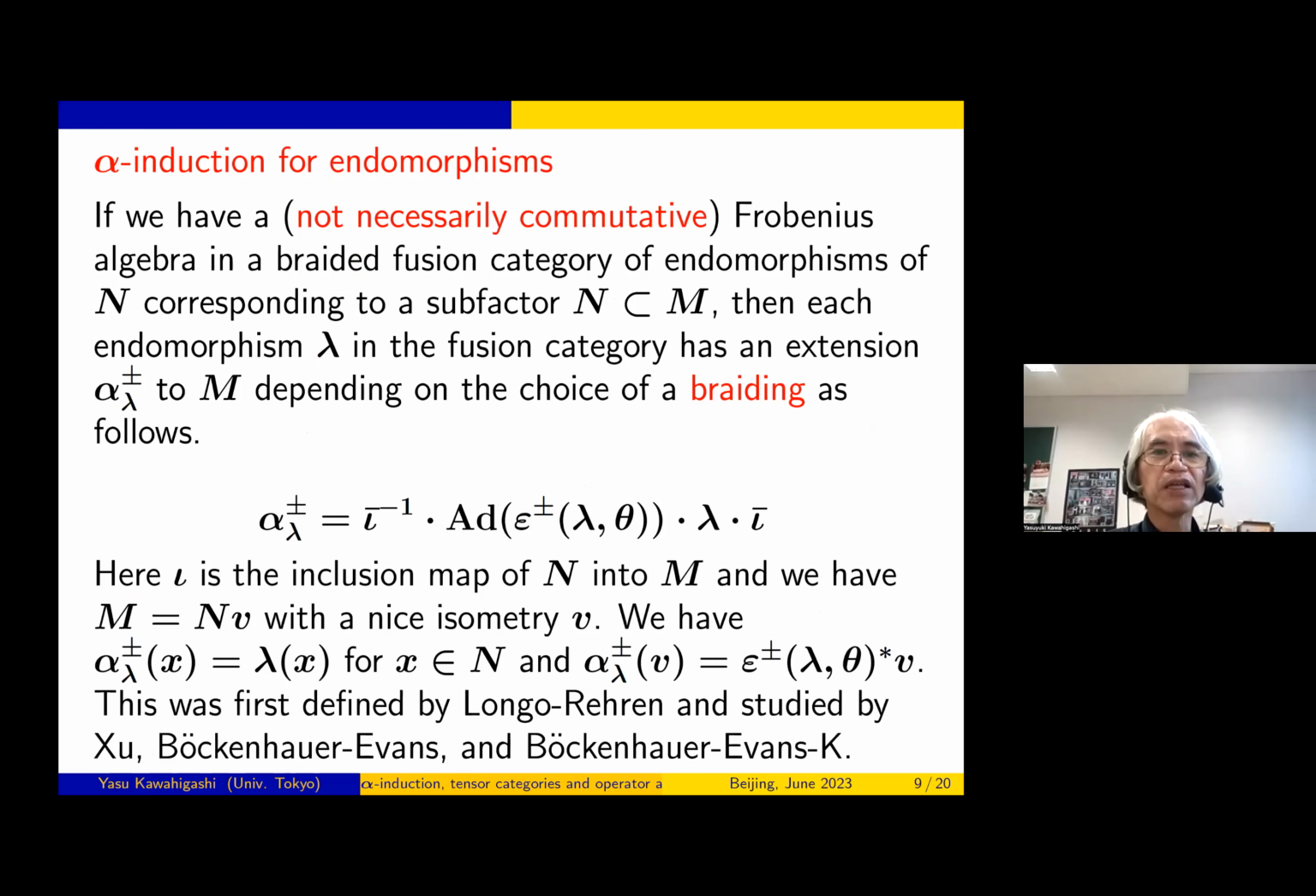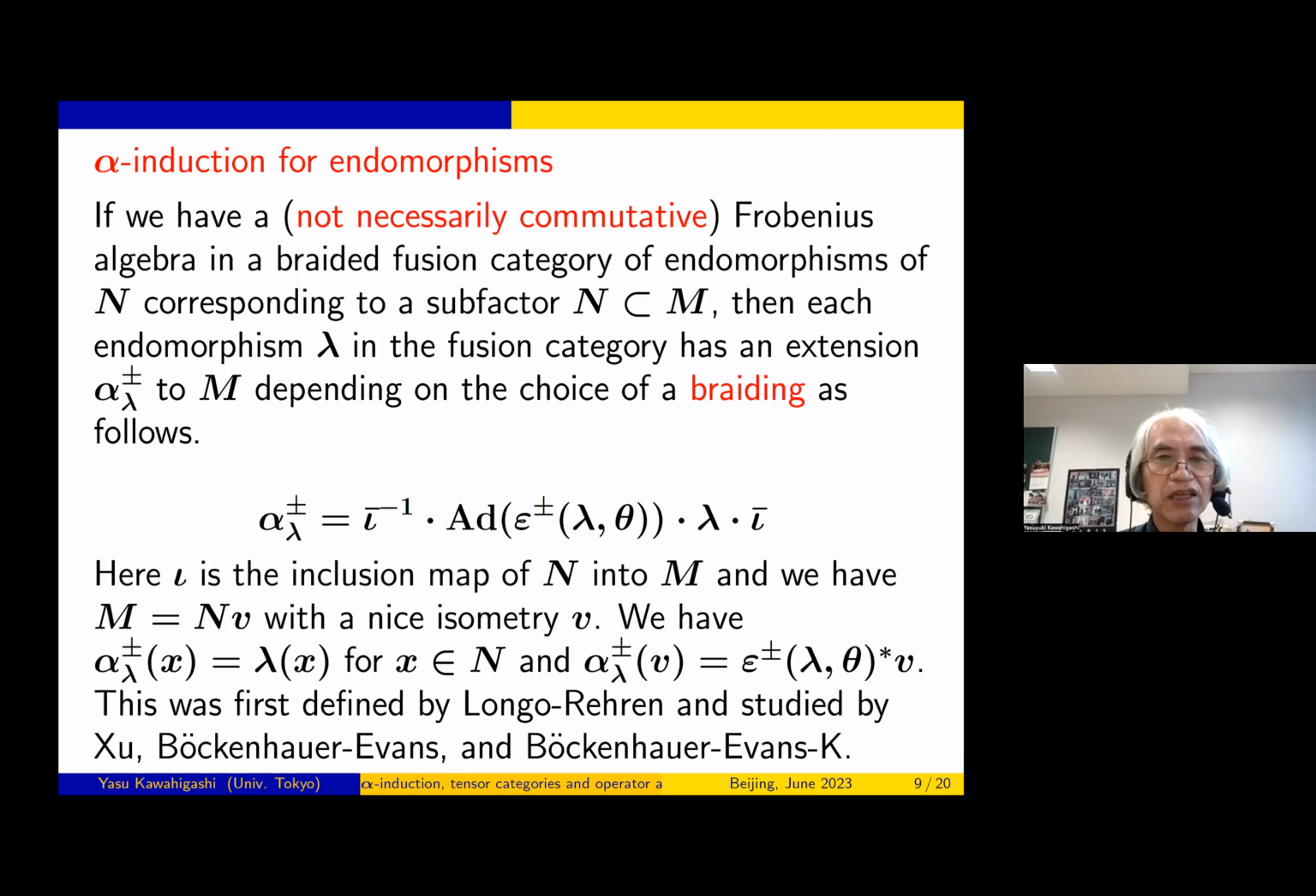Then in this setting, we can explain alpha induction for endomorphisms. In the classical setting of group representation theory, if we have a representation of a larger group, we can, of course, restrict it to a smaller group. That's a trivial operation. But conversely, if we have a representation of the smaller group, we can make a unitary representation of the larger group. This is an induced representation. We want to have something similar here. We have a smaller conformal field theory and a larger conformal field theory, and suppose that we have a representation of the smaller conformal field theory.